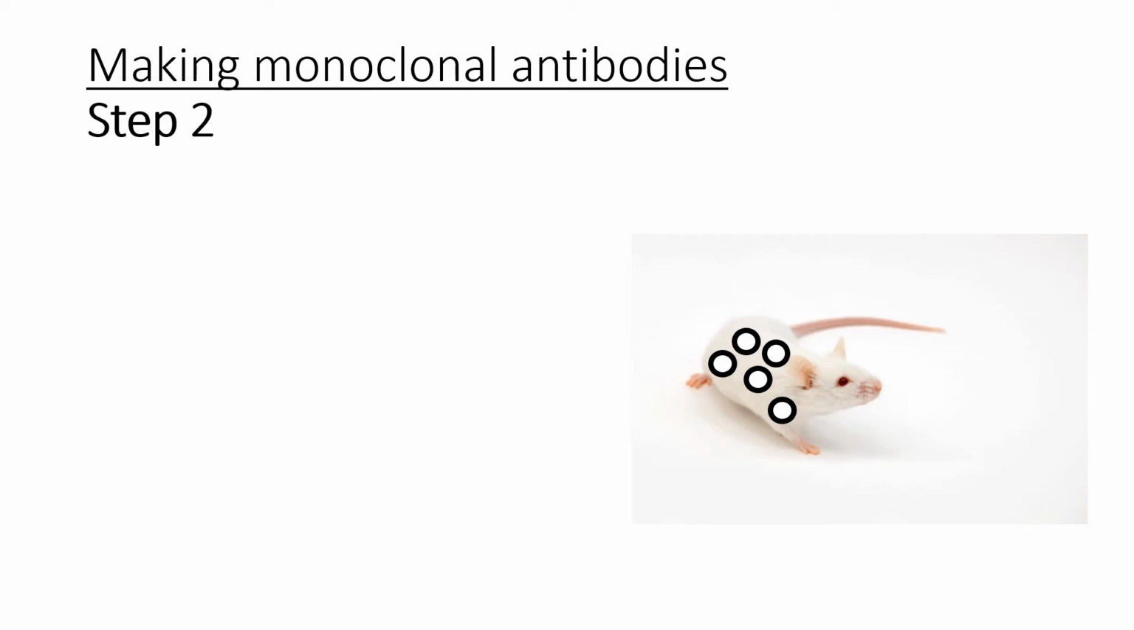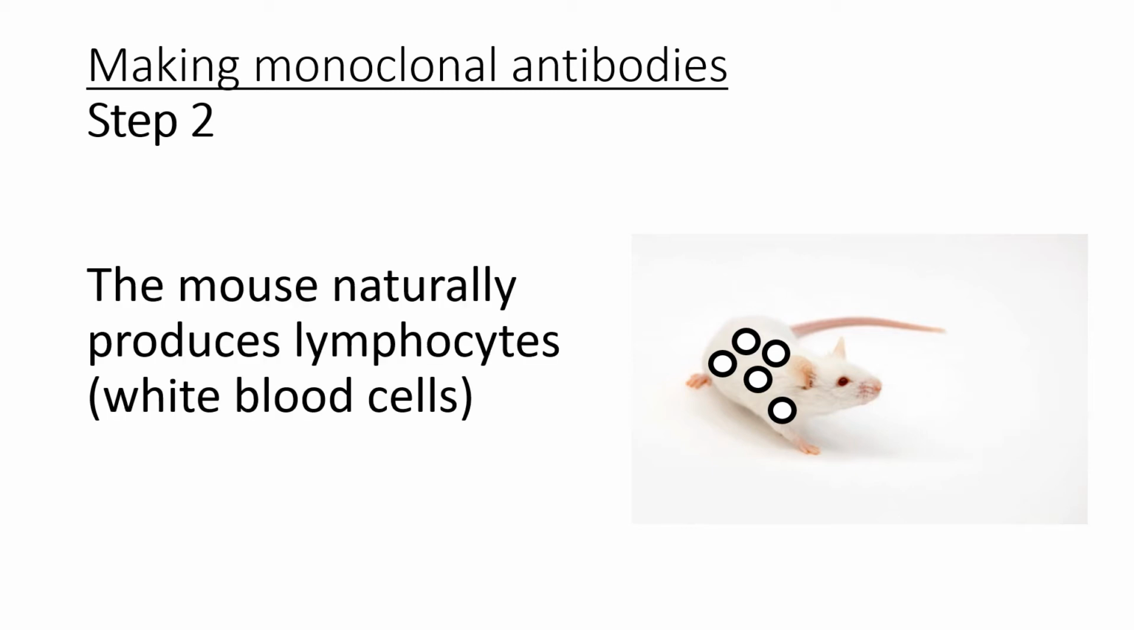In step 2, what happens is that the mouse will naturally produce lymphocytes. Remember, lymphocytes are white blood cells, in exactly the same way as any animal produces lymphocytes in response to an antigen.